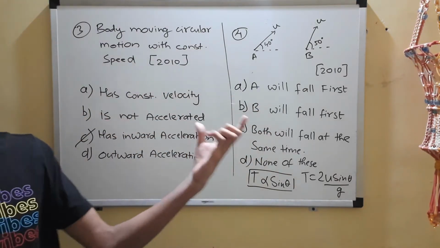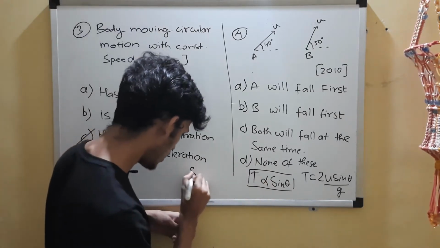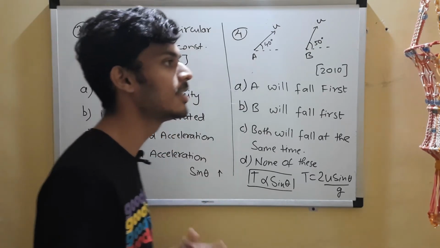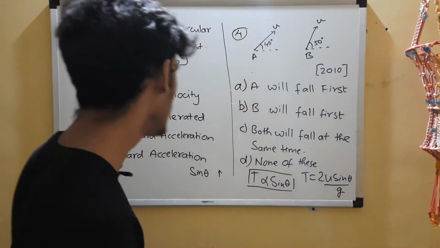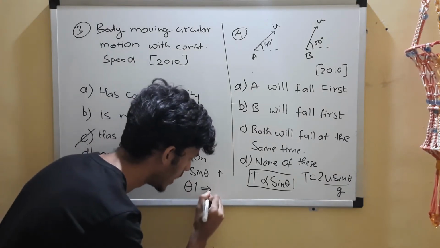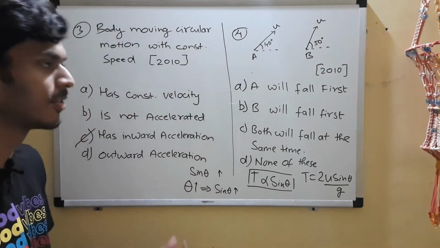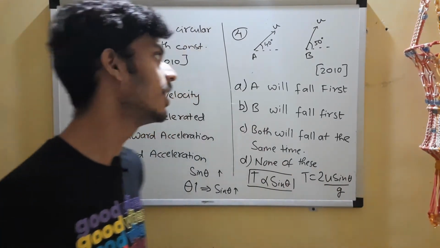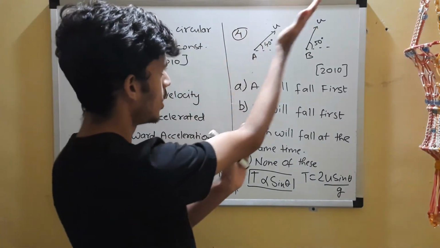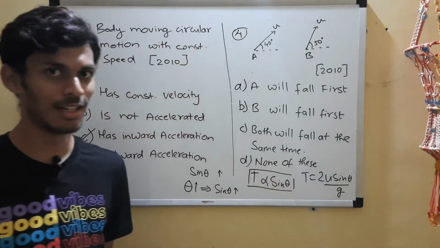Now, one more mathematical result you should know about sine theta over here, which is that sine theta is an increasing function. What do I mean by this? It simply means that if you increase the value of theta, sine theta will increase. So here also you can see that if you increase theta from 40 to 50, sine theta will increase, and the time period will increase.